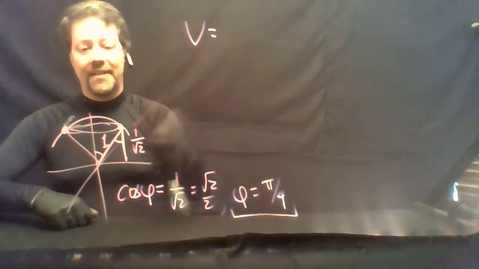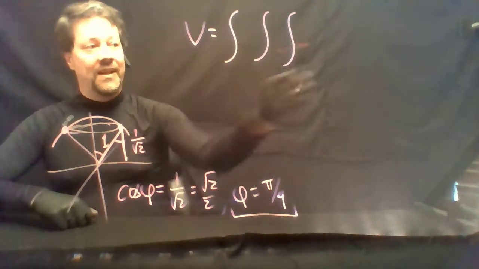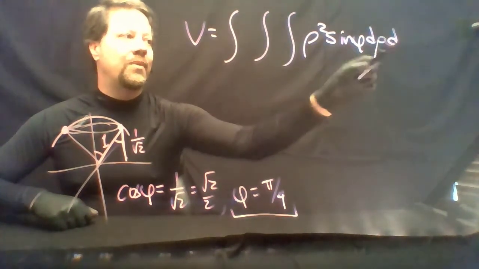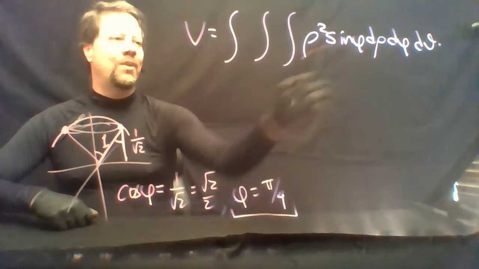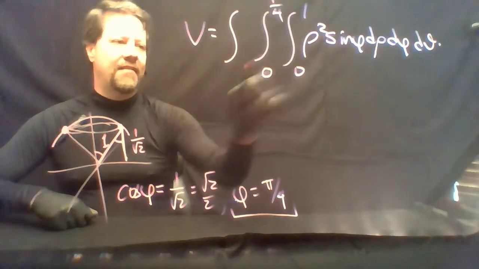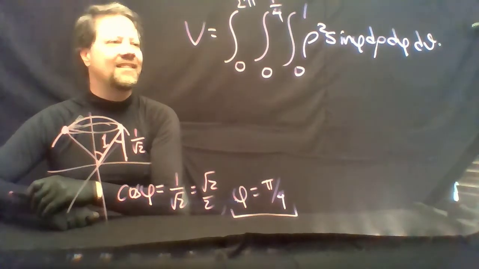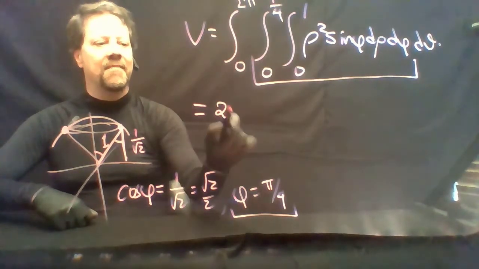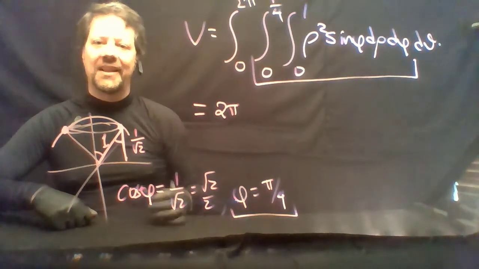The volume of the cheap snow cone will then be the integral. We need to integrate the volume element, which is rho squared sine phi d rho d phi d theta, always in spherical coordinates. Rho will go from 0 to 1, phi from 0 to pi over 4, and theta from 0 to 2 pi. That will cover the entire region. As you can see, there are no thetas in here, so we get a 2 pi for free. Unfortunately, we're integrating sine phi from 0 to pi over 4, so we don't get any cheap trick on that one.